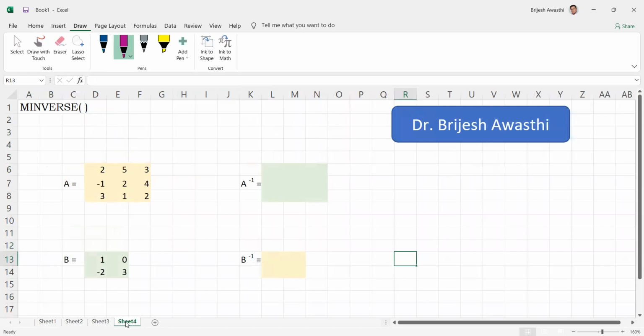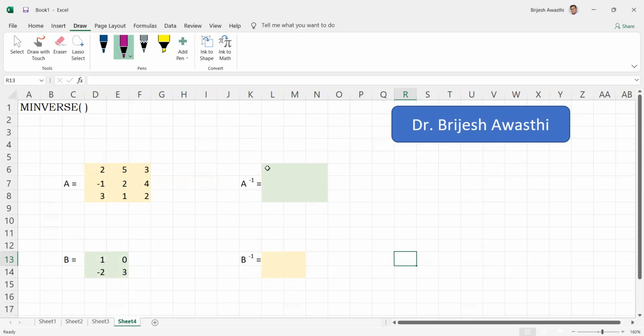Another function is MINVERSE. When you want to calculate the inverse of a matrix, suppose we have matrix A, which is a 3 by 3 matrix, that means 3 rows and 3 columns. And I want to calculate 1 divided by matrix A, that means A inverse. Because it is a 3 by 3 matrix, the inverse is also a 3 by 3 matrix. If you have a 2 by 2 matrix, the inverse is also a 2 by 2 matrix. So first of all, we are going to find the A inverse.